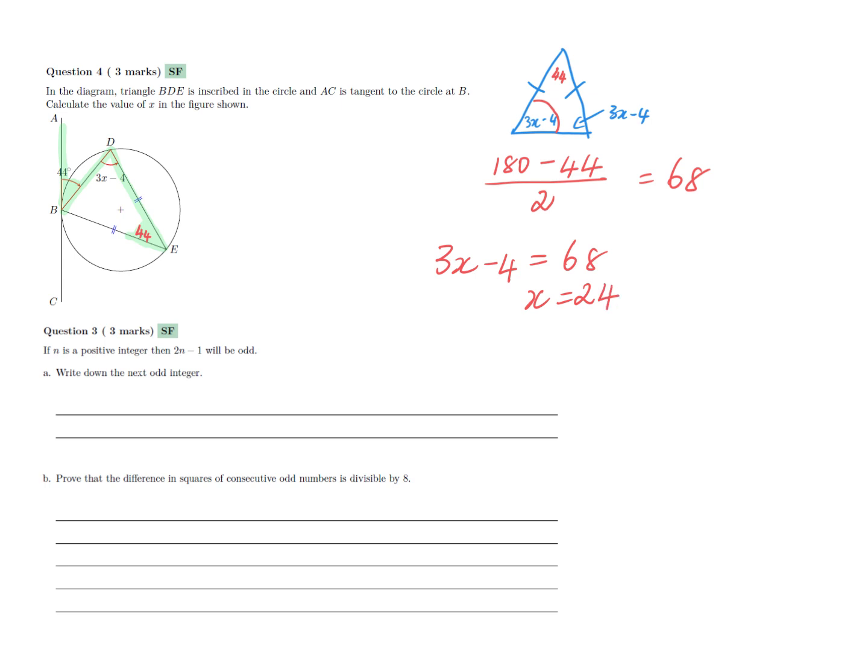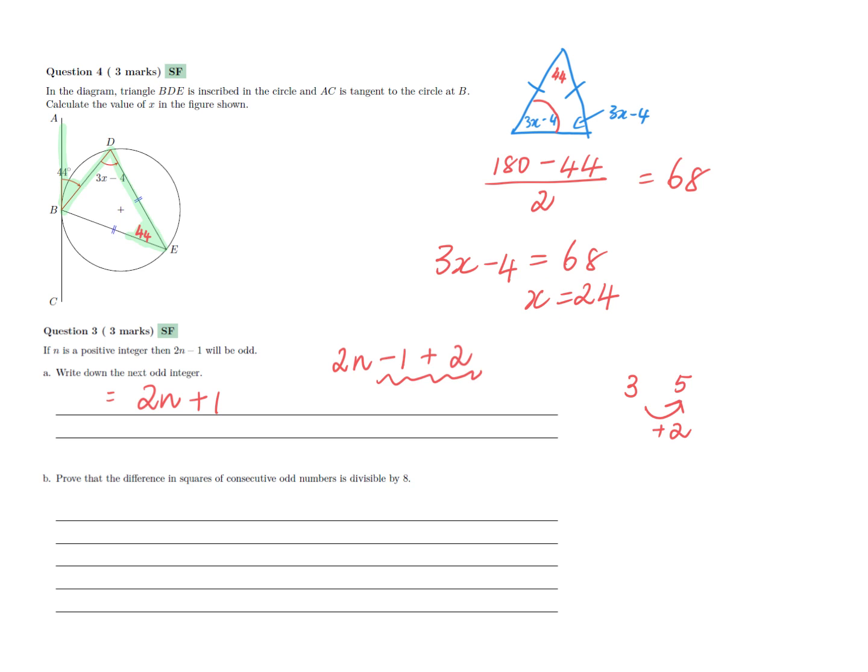Okay, next one here. If n is a positive integer, then 2n minus 1 will be odd. Write down the next odd integer. Well, to get from one odd number to the next, what do I do? I add 2. For instance, to get from 3 to 5, one odd number to the next, I add 2. So I'm adding 2 here. That's going to be 2n plus 1. Minus 1 plus 2 is plus 1.